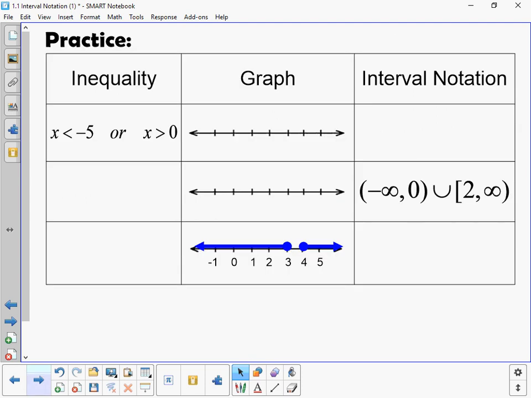So here are a couple to practice. If we graph this first one, -5, we'll set up our number line. We want to show that x is less than -5. So that's to the left of -5, on over. That doesn't look very open, but it's meant to be open.